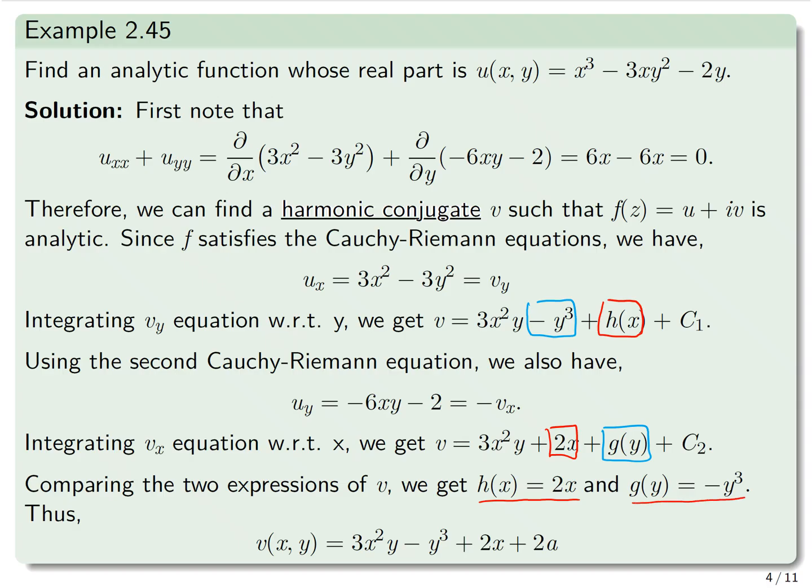So finally, you can write the final v in this form, which is 3x squared y minus y cubed plus 2x. For a reason that will be very clear later, we add a constant, not just a, we just say 2a. You will see why you want to do that later.